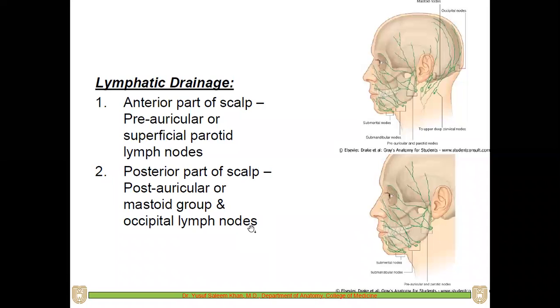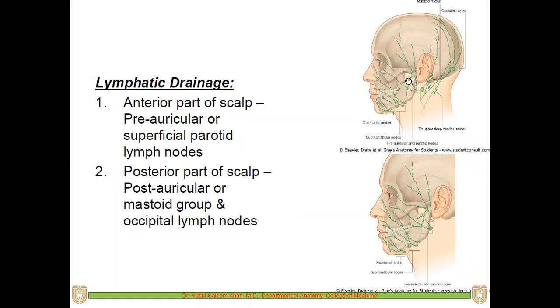If you see the lymphatic drainage of the head and neck, even though the brain doesn't have a lymphatic system, the head and neck has a lymphatic system. Now the lymphatic drainage from the anterior part of the skull. This is the anterior part of the skull and this is the posterior part of the skull. The anterior part of the skull, as you can see here, drains into the pre-auricular group of lymph nodes as well as the superficial parotid group of lymph nodes.